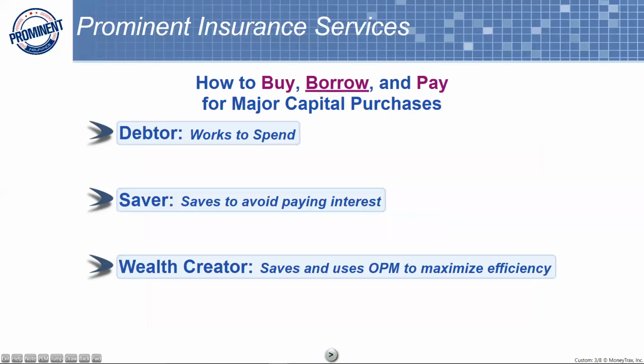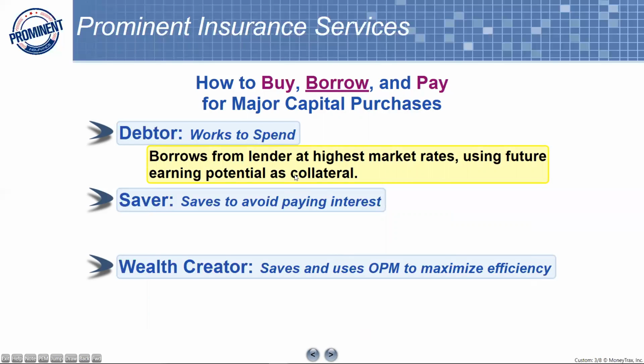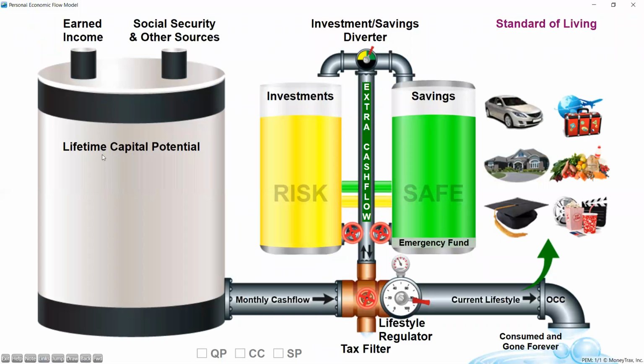Now, when you're borrowing, you've got these 3 people. A debtor, when he wants to make a major capital purchase, borrows from a lender at highest market rates, using future earnings potential as collateral. That's what a debtor does. A debtor is basically someone that says, hey, I don't have the money today, and I want to purchase this vehicle, and I'm at my job for the next 2 years. So they're going to take a portion of your lifetime capital potential for that major capital purchase of a car.